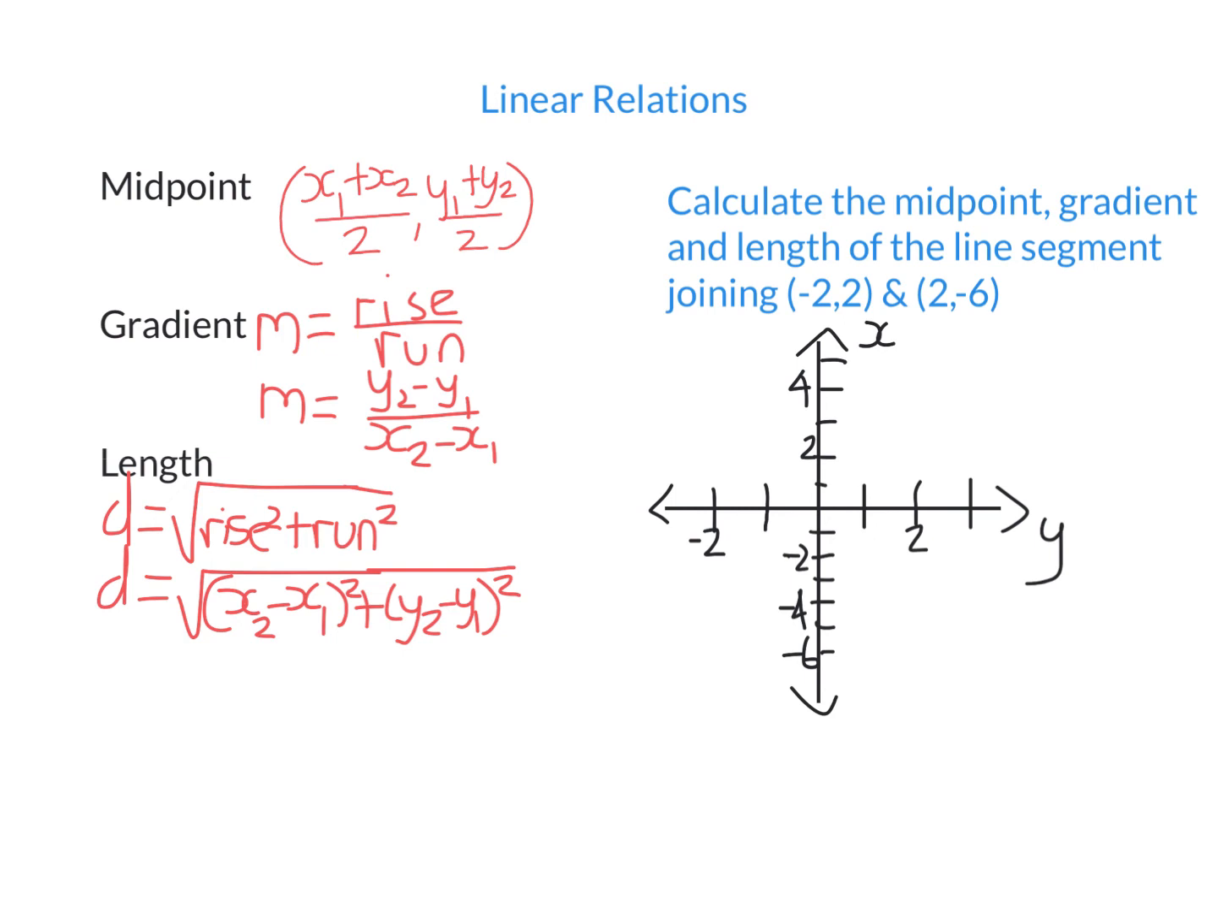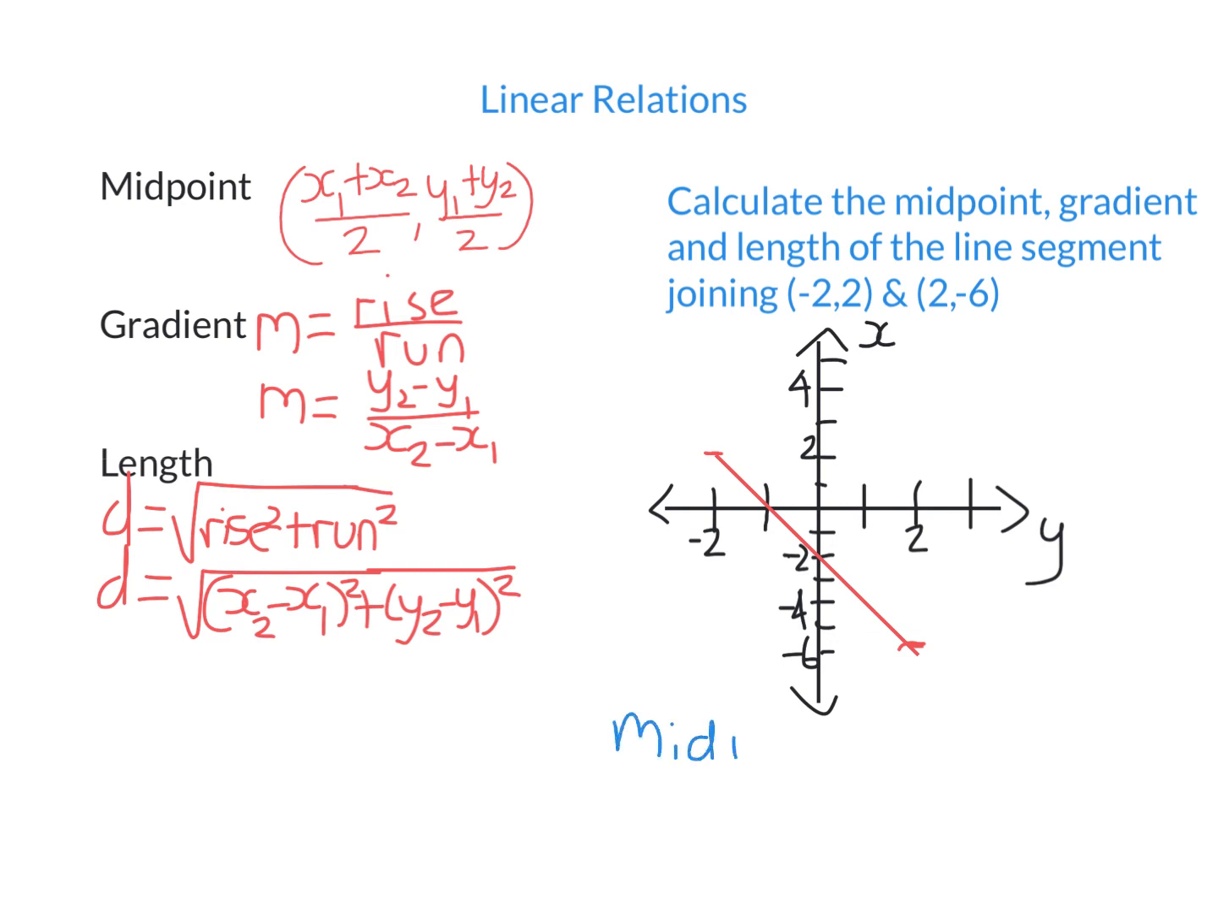So this line segment starts at -2, 2, which is there, and 2, -6, so I go across x is 2, y is -6. So what we're looking at is the distance, gradient, and length of the line segment joining these 2 points. So this is the line segment here. So let's calculate the distance, midpoint, and gradient. So first I'm going to start by calculating the midpoint.